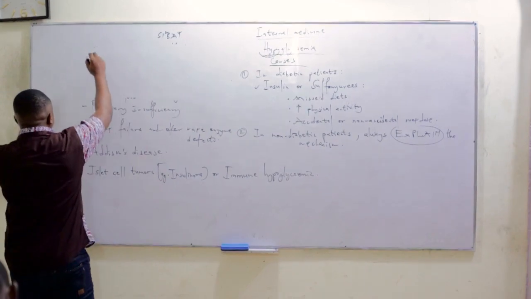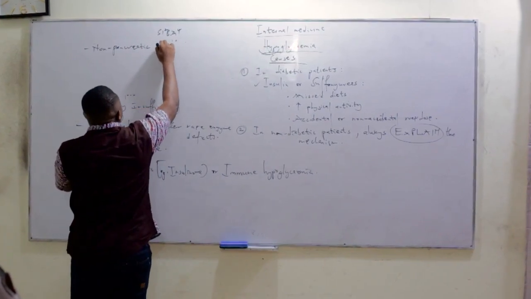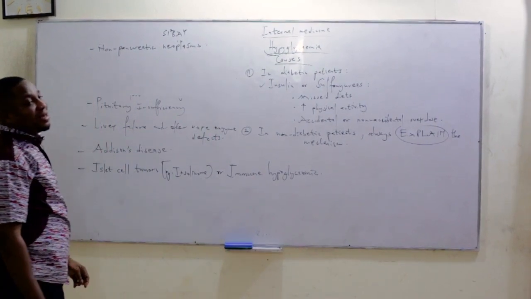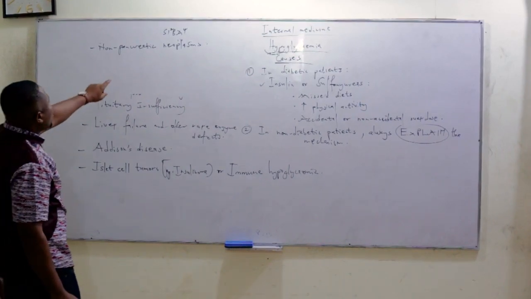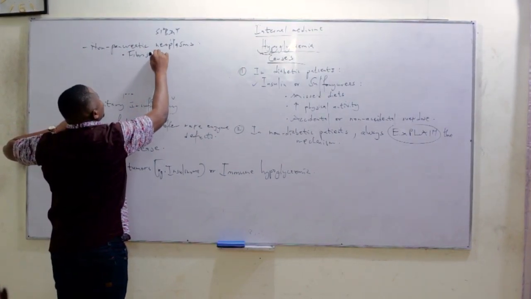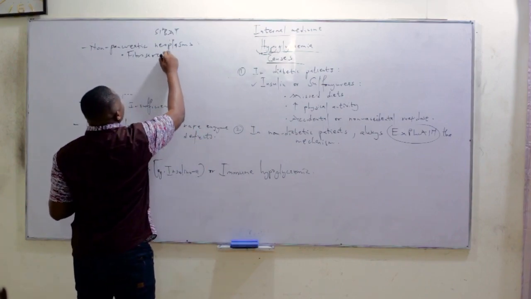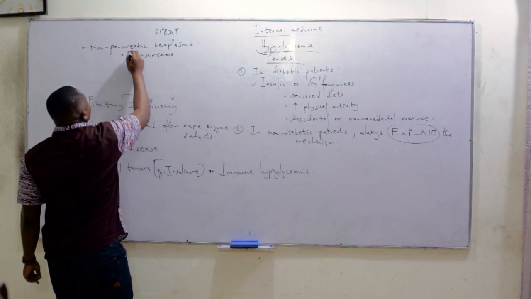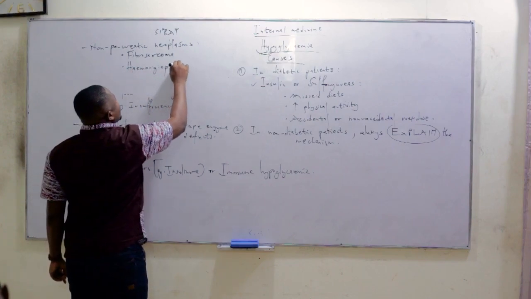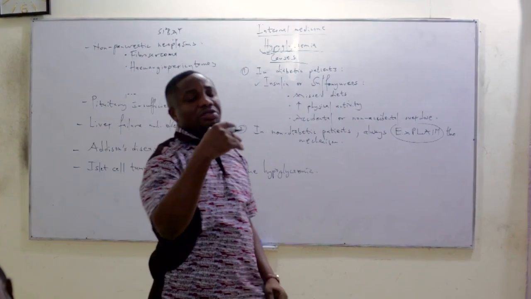So the next one is going to be non-pancreatic neoplasms. Under the non-pancreatic neoplasms, we can think of what we call fibrosarcoma. And we can also think of hemangiopericytomas. Okay?